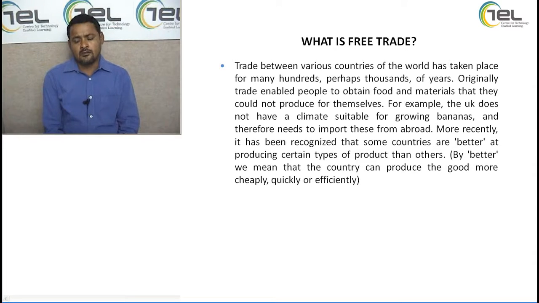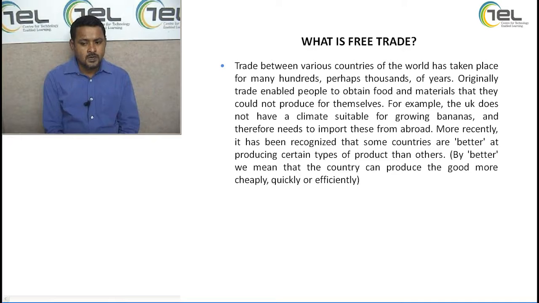Trade between various countries of the world has taken place for many centuries. 200 years back, India had trading relationships with Indonesia, parts of Africa, and Ceylon, known as Sri Lanka. Originally, trade enabled people of various walks of life to obtain food and materials related to survival, which they could not produce themselves. For example, the United Kingdom doesn't have a climate suitable for producing banana, and therefore they need to import from abroad.